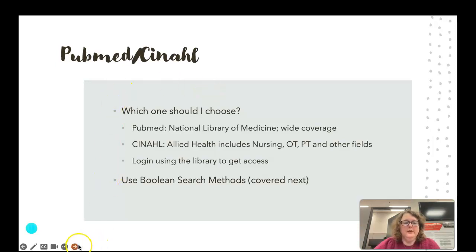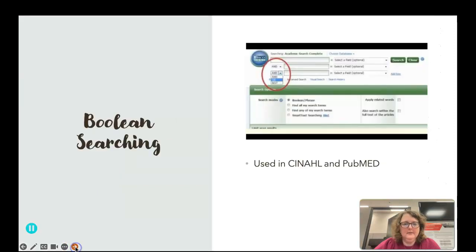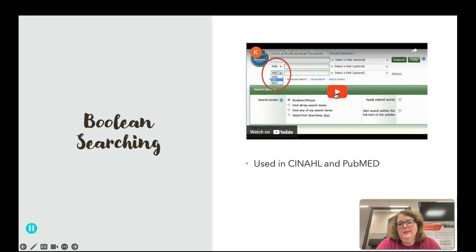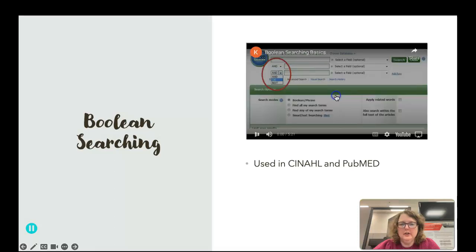And for each of these, you use Boolean search methods, which we'll talk a little bit more about next. Boolean searching is used in CINAHL and PubMed. Boolean searching uses terms like and, or, and not to help you limit searches. I'm going to play a video now to talk a little bit more about Boolean searching.